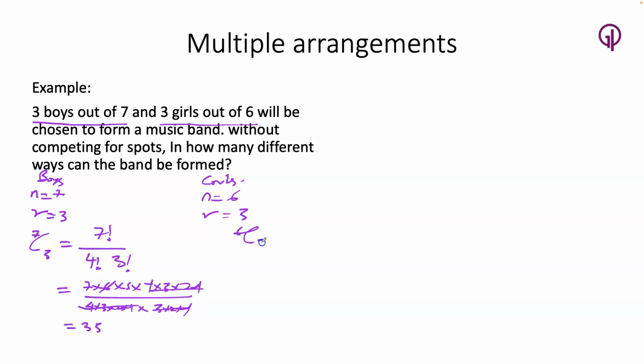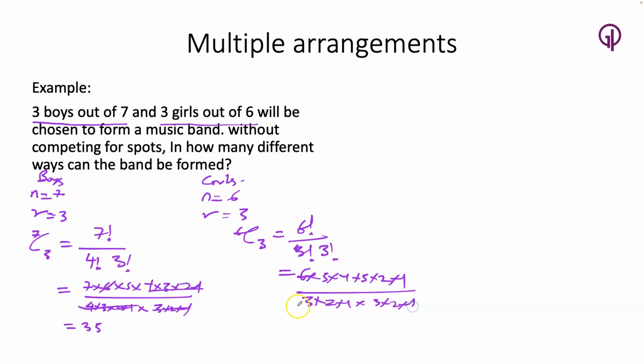And then this one here, 6 combination 3 is equal to 6 factorial all over 6 minus 3, which is 3 factorial, and then times 3 factorial. Then here you have 6 times 5 times 4 times 3 times 2 times 1, all divided by 3 times 2 times 1 times 3 times 2 times 1. This one will cancel this one. 3 times 2 is 6, it will cancel this 6. Then you have 5 times 4, which is 20.